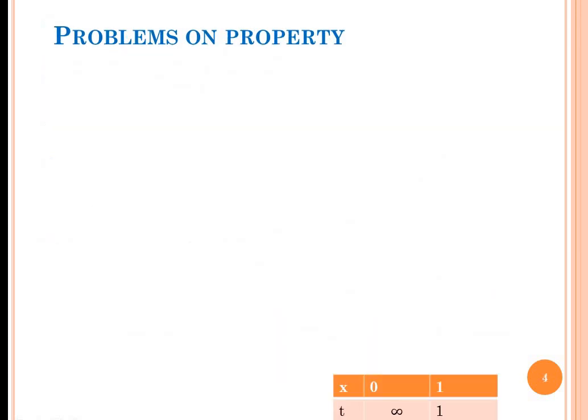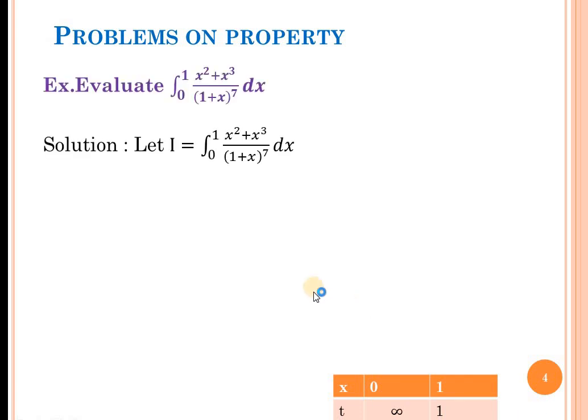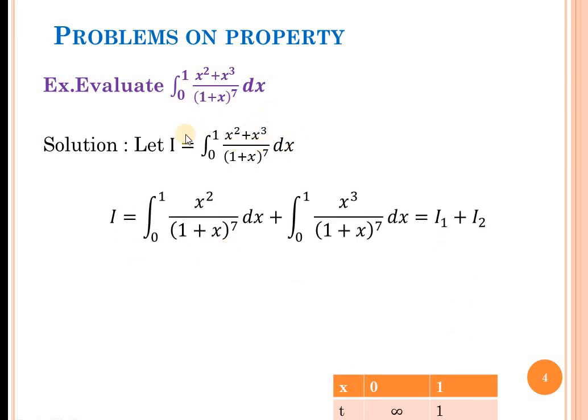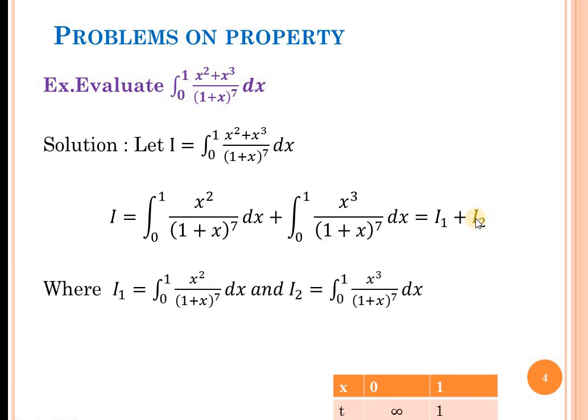Now we see the next example on the beta function. Evaluate the integral from 0 to 1 of (x² + x³) upon (1 + x)^7 dx. If we observe, the integrand contains x² + x³ in the numerator and the denominator is (1 + x) raised to the 7th power. So we split the numerator into x² and x³, and also split the integration and write it as I1 + I2.